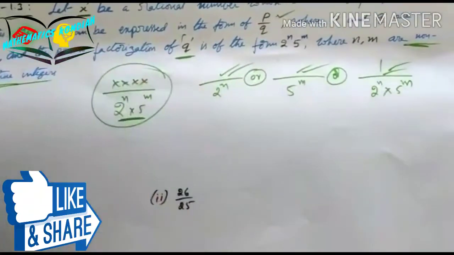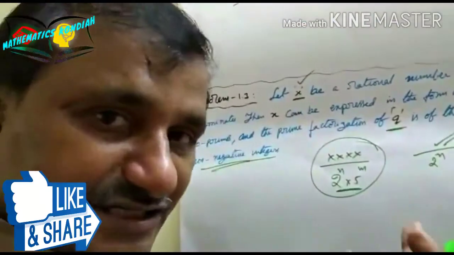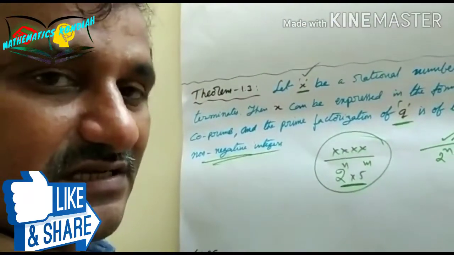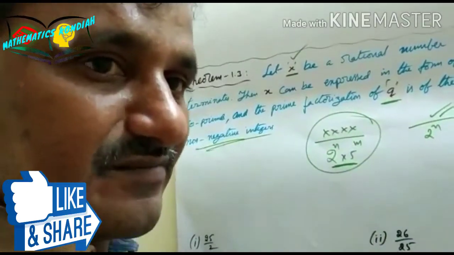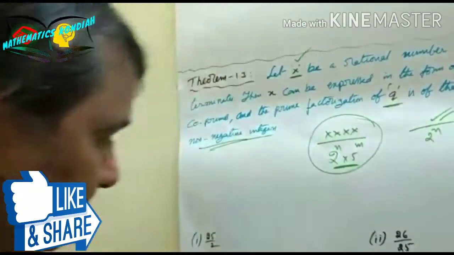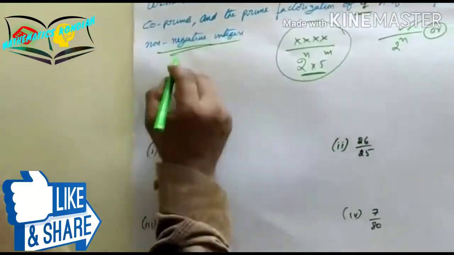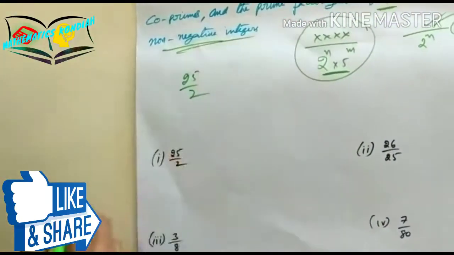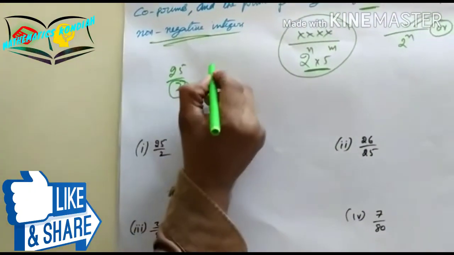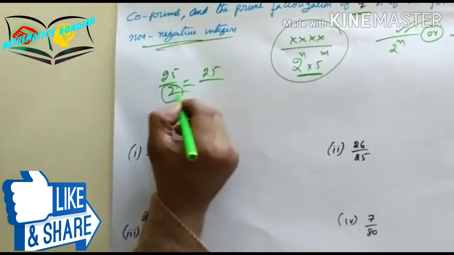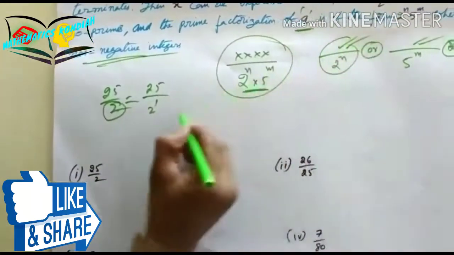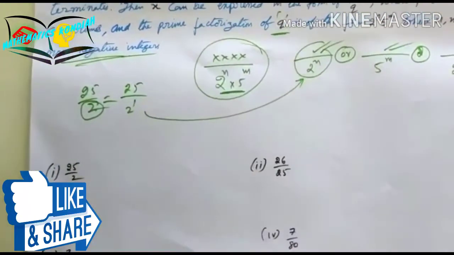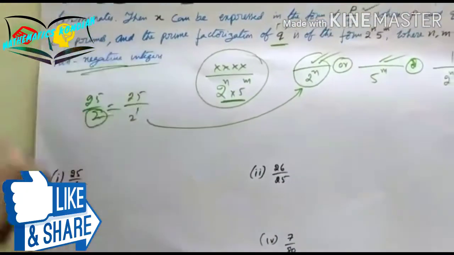What is the meaning of terminating? Terminating means the remainder is 0. That is, the rational number is called terminating when the remainder is 0, otherwise not terminating. Take any example. See, this is 25 by 2. What is the denominator portion? 25 by 2 means 2 power 1. So the number is terminating.